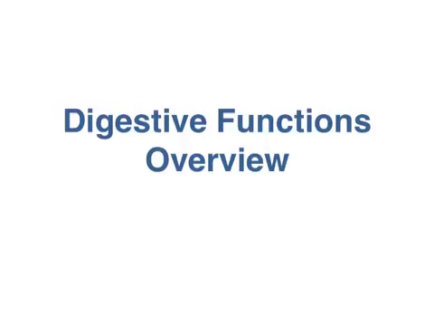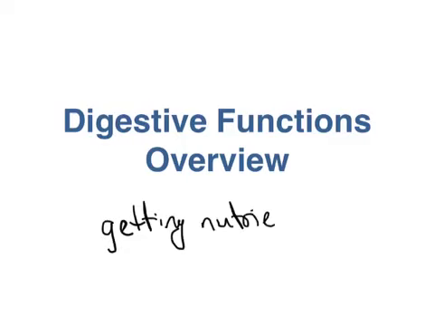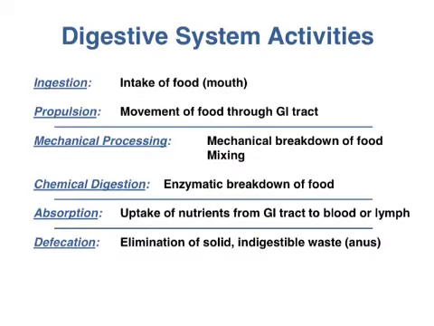In this video, we'll start to introduce what the digestive system does and a little bit about how it does it. The digestive system basically is all about getting nutrients out of food and drink. But of course, it's a little bit more complicated than that. There are really 6 activities involved in the process of getting nutrients out of your food or whatever you drink.